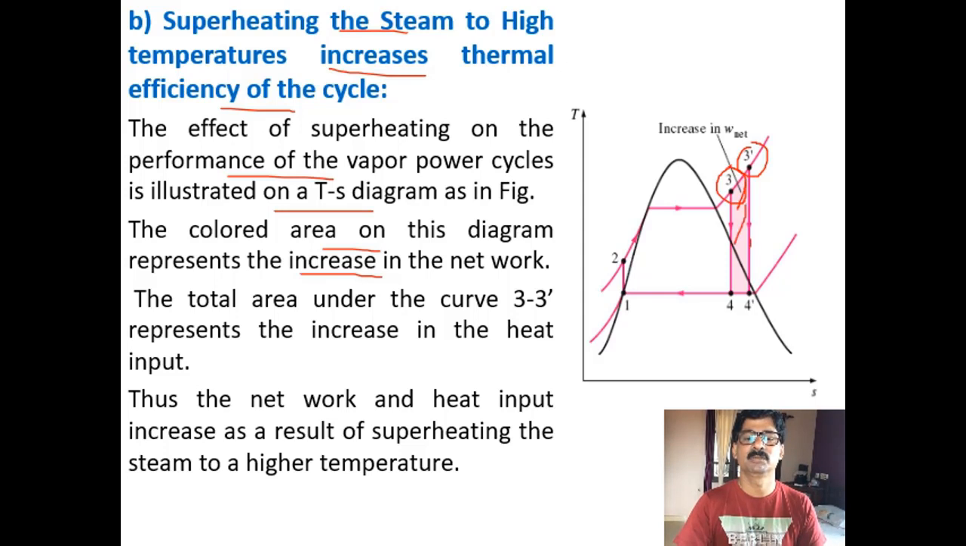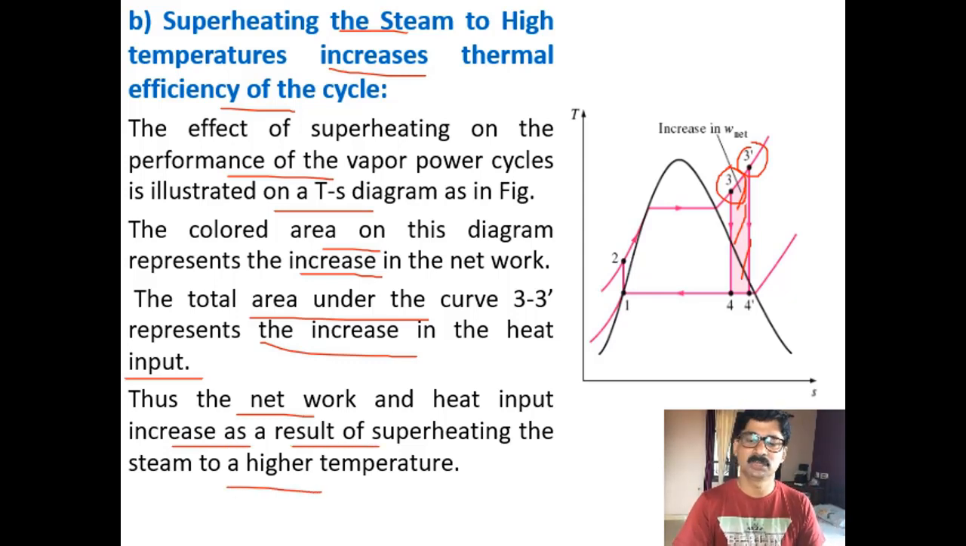You see, this contribution increases the net area under the TS diagram, which represents the net work output of the cycle. So the effect of increasing the temperature of the superheated steam results in increased net work output. The total area under the curve 3-3 dash represents the increase in the heat input, so it also increases the heat input. Thus the net work and the heat input increase as a result of superheating the steam to higher temperature.